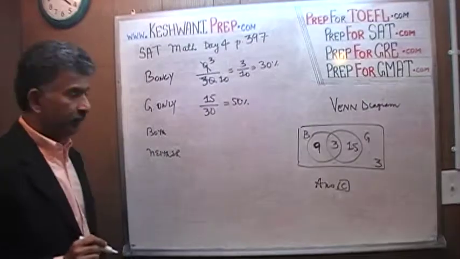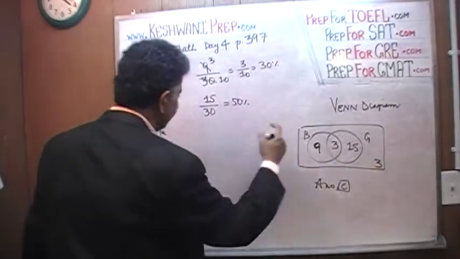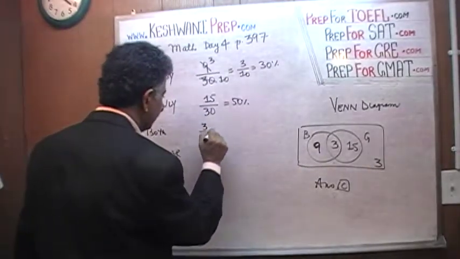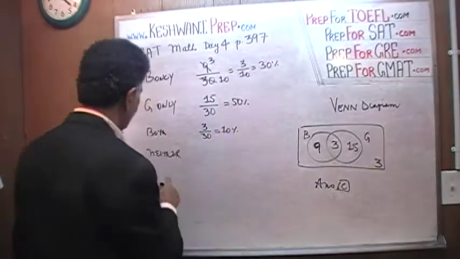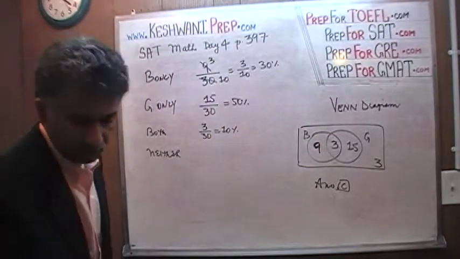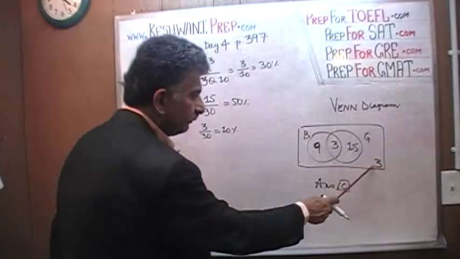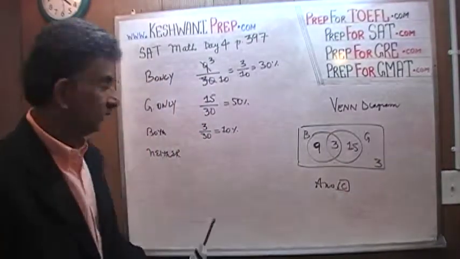How many of them study both? Both is 3. 3 out of 30, so that's 10%. How many study neither? The neither part appears here. 3 of them out of 30 study neither.